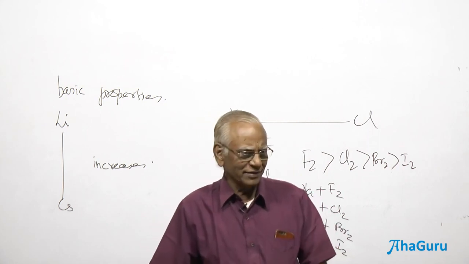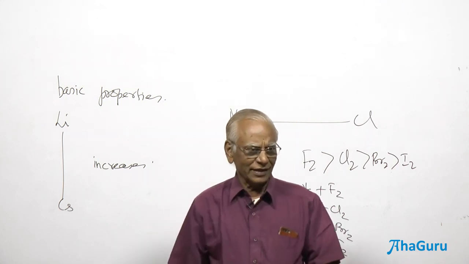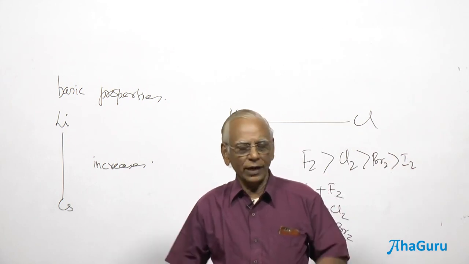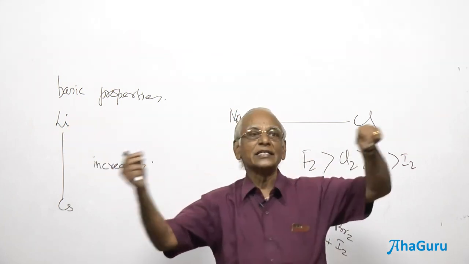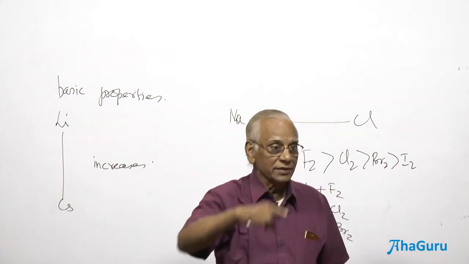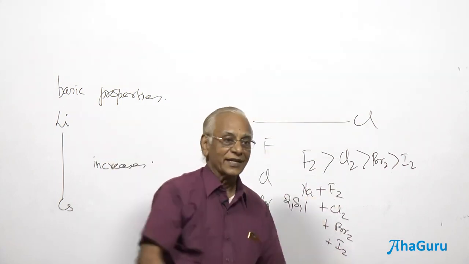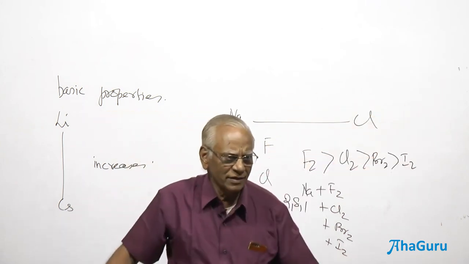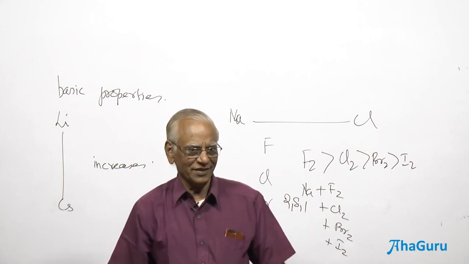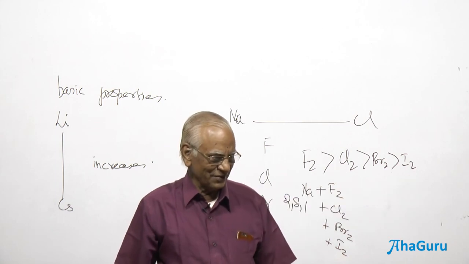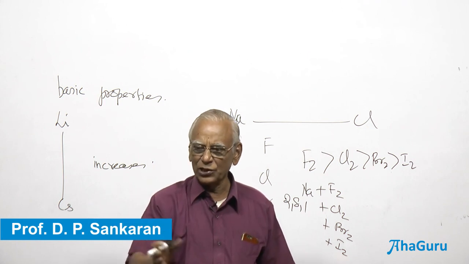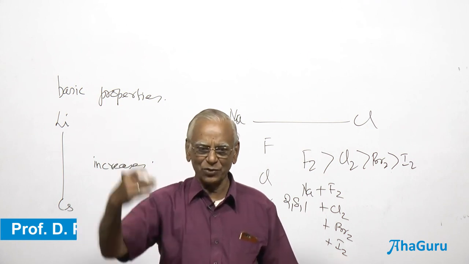Okay, across the period. Obviously, if this increases, that should decrease. Is that the explanation? Basic property increases down the group. Therefore, basic property should decrease along the period. Is that the explanation? Then what is it that you want to say? Why should it increase along the period? Because ionization enthalpy decreases. Same explanation. Or electronegativity increases. Electronegativity increases between sodium and fluorine. Which is able to donate an electron more readily? Sodium, because sodium is electropositive.